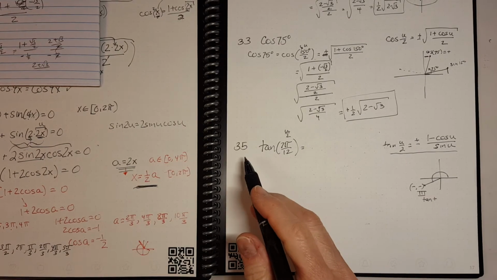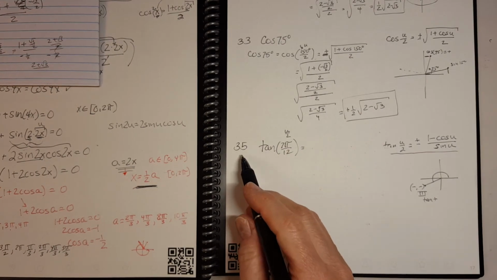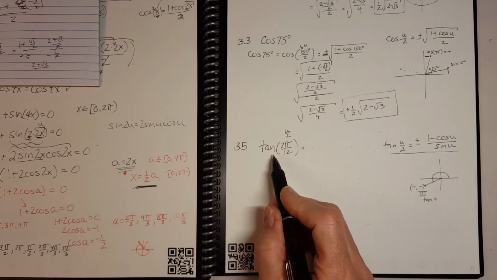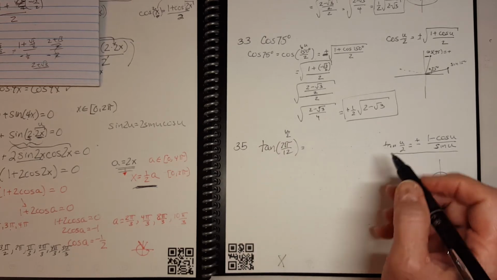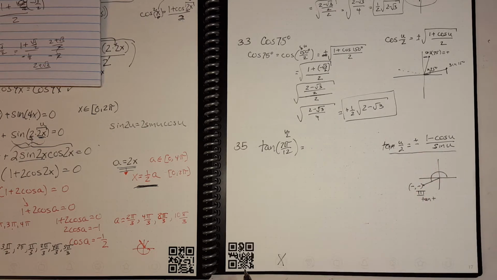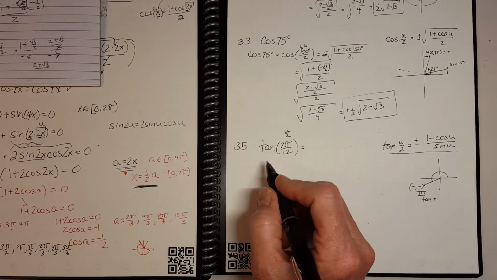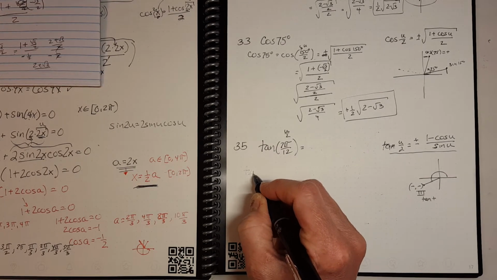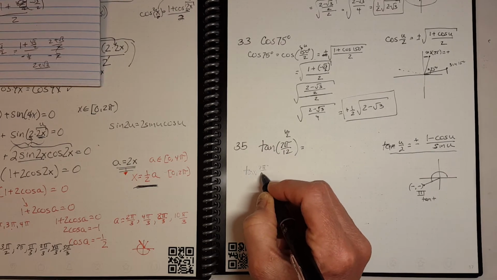And then the last one we're going to do now is 35. And 35 is find the tangent of 7 pi over 12. And we're using our half angle formula that the tan of u over 2 is plus or minus 1 minus cosine of u over sine of u. So what we're thinking of is tan of 7 pi over 12.